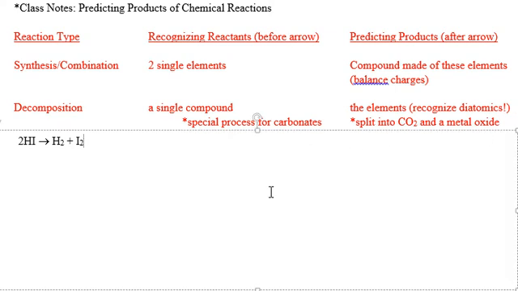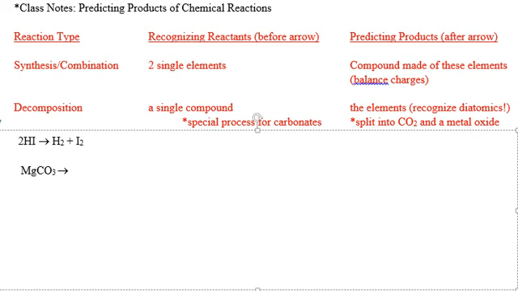Okay, let me just come down here a little bit. So if I have, for example, magnesium carbonate, and that's all I have before the arrow, then it's going to look like this. Okay.